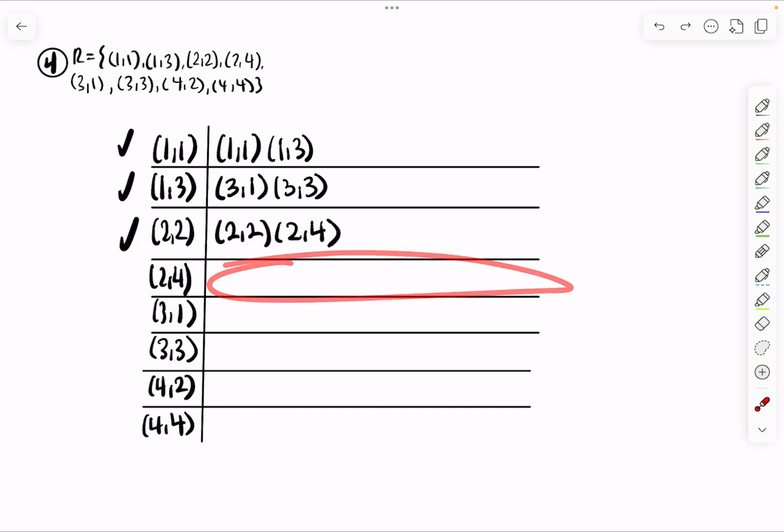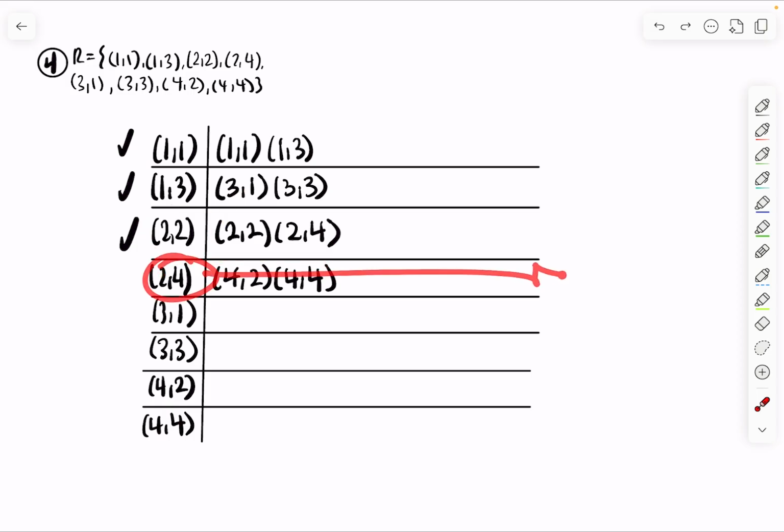The points that are going to go here start with 4. Out of all of these, which ones start with 4? This one and this one. So (4,2) is going to go here, and (4,4) is going to go there. Again, is (2,2) in this relation? Yes. Is (2,4) in this relation? Yes. I'm done with all the points in this row. I'm done with this point. Moving on to the next.